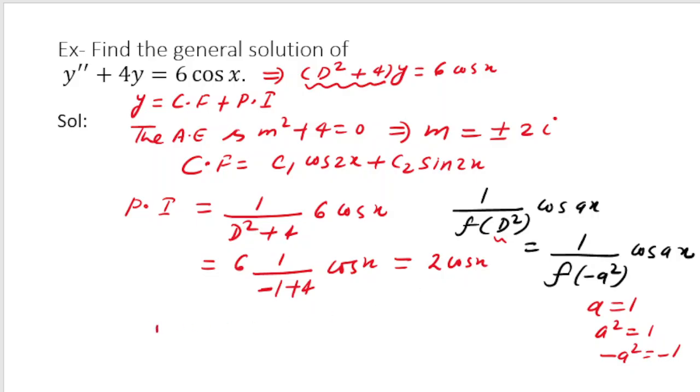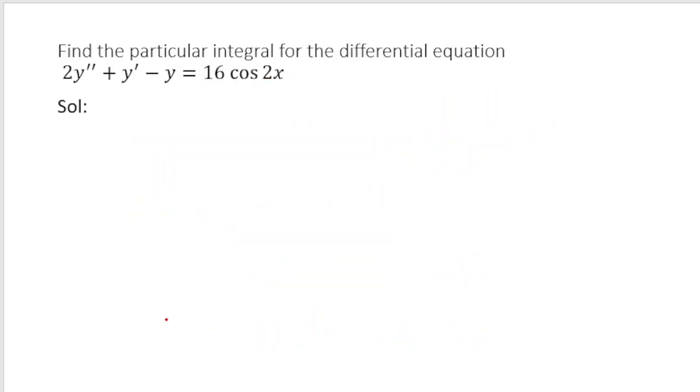So what is the general solution? y is equal to the complementary function, that is c1 cos 2x plus c2 sine 2x, and plus 2 cos x. So this is how we can write the general solution in case the right hand side is a cos function. Okay, let us solve this problem. Here this is cos also, you could have taken sine. Sine and cos, the function works in a similar way, so no confusion. I'm not going to find the CF part.